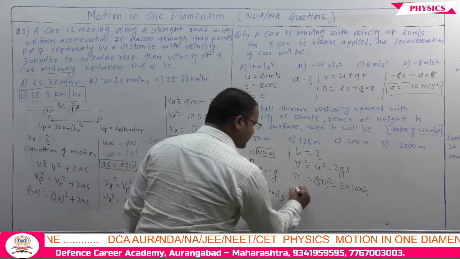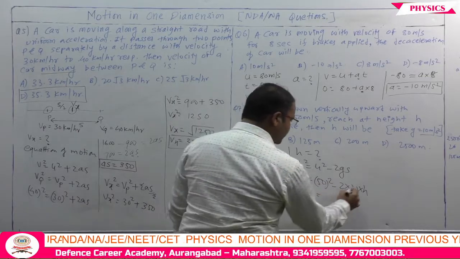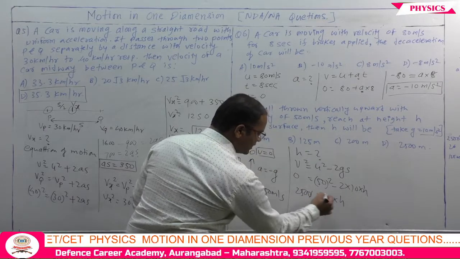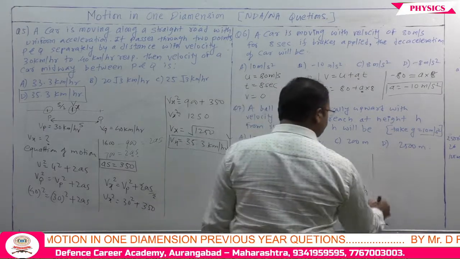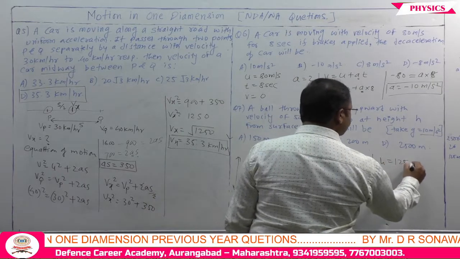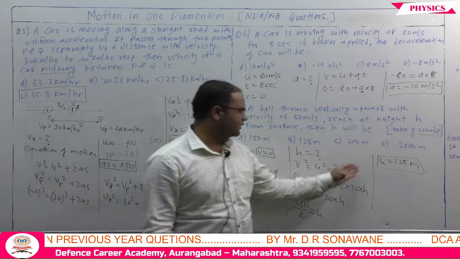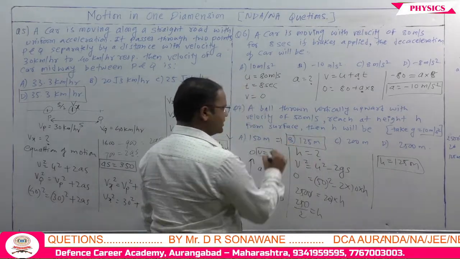So 50 square is 2500. We will take it on this side. So 2 into 10 is 20 into h. So 0 cancel. 250 by 2 equal to h. So the answer will be 125 meter. So options are given 150, 125, 200, 2500. So answer B is the correct answer.